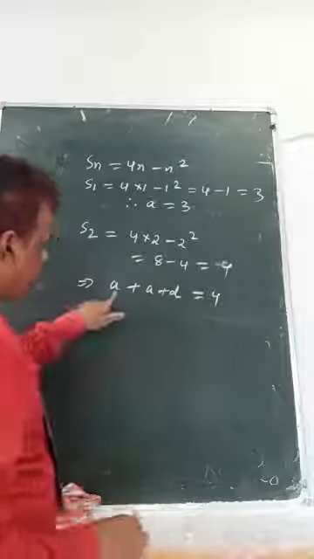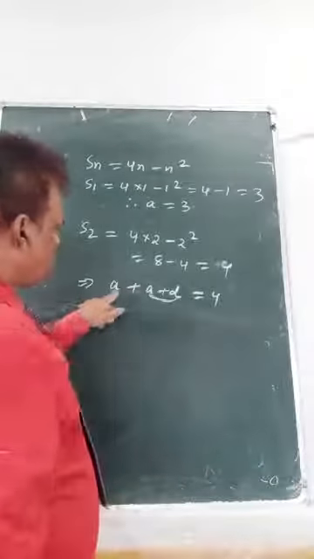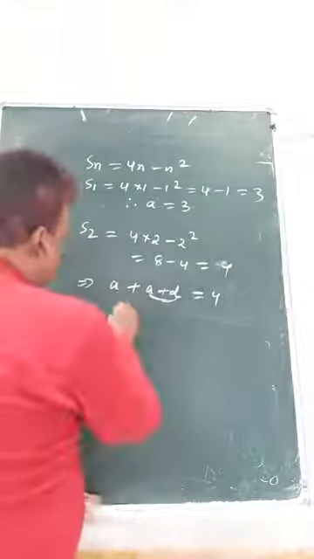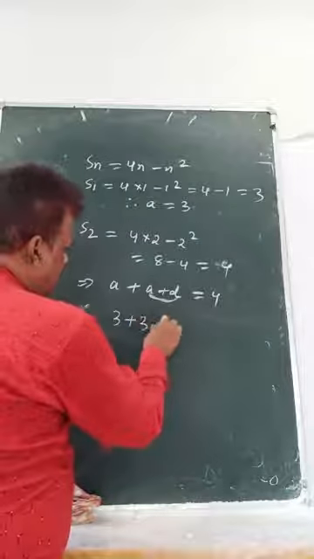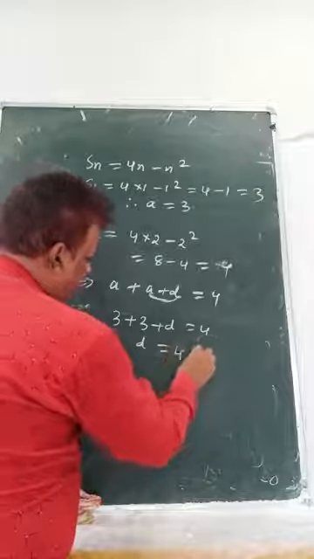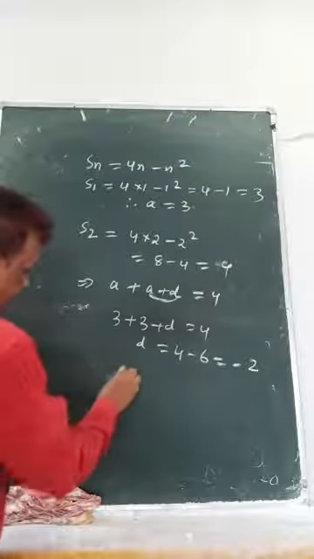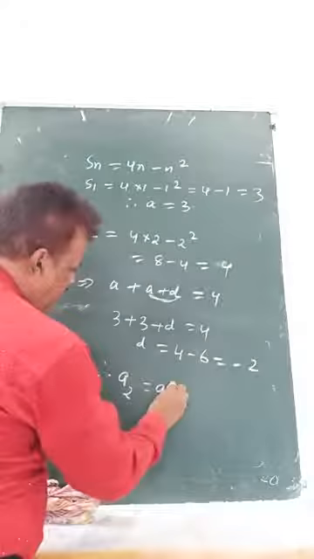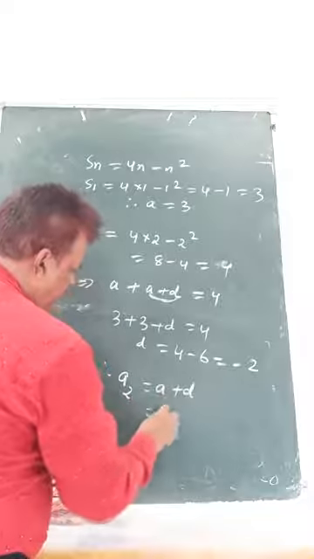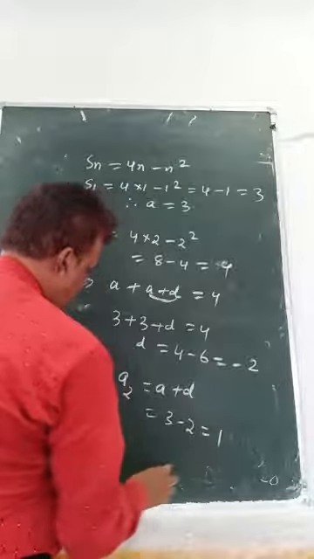This is the sum of the first two terms. This is only the second term. This is the sum of the first two terms. 3 plus D equals 4. D equals 4 minus 6, that is minus 2. Therefore, the second term means A plus D. A means 3 minus 2, that is 1.